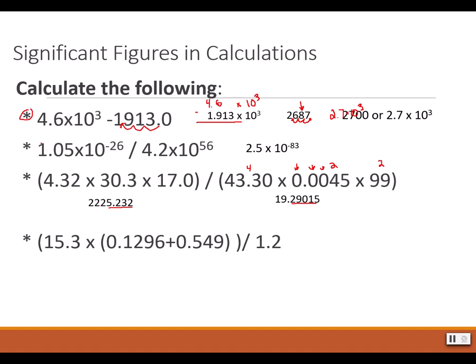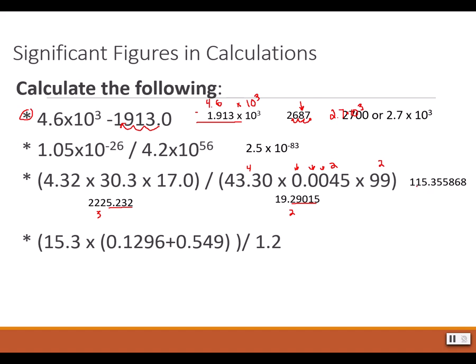Now I'm going to go in my calculator and divide these two. 2225.232 divided by 19.29015. When I do that division, the number that I get is this. But I can't report all those digits, right? I have to remember the number of sig figs from my intermediate step. This had a total of 3 sig figs. This had a total of 2. So I can only report 2 significant figures for this answer.